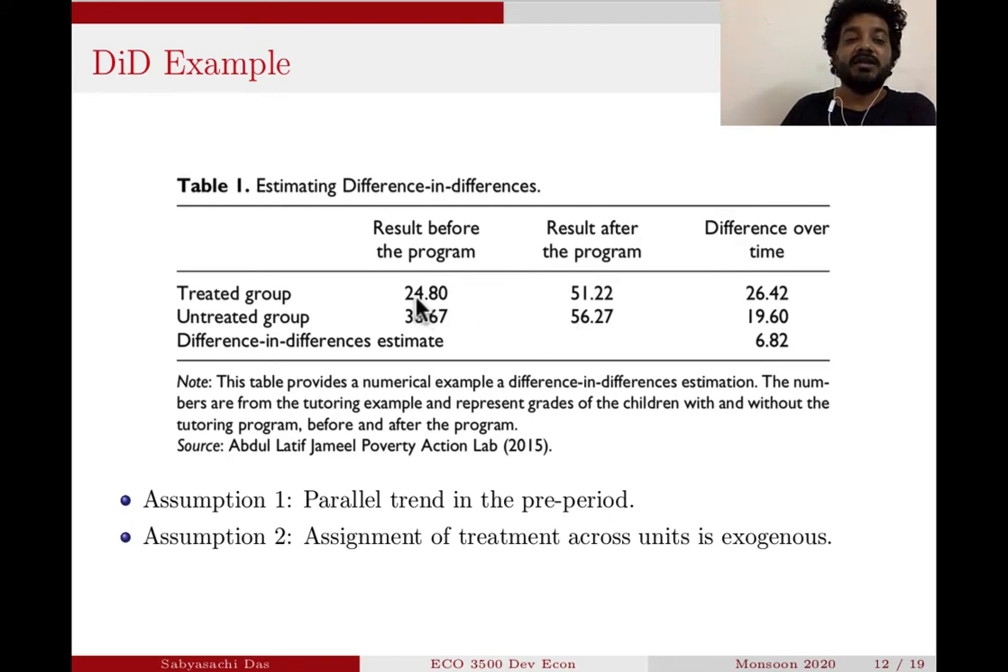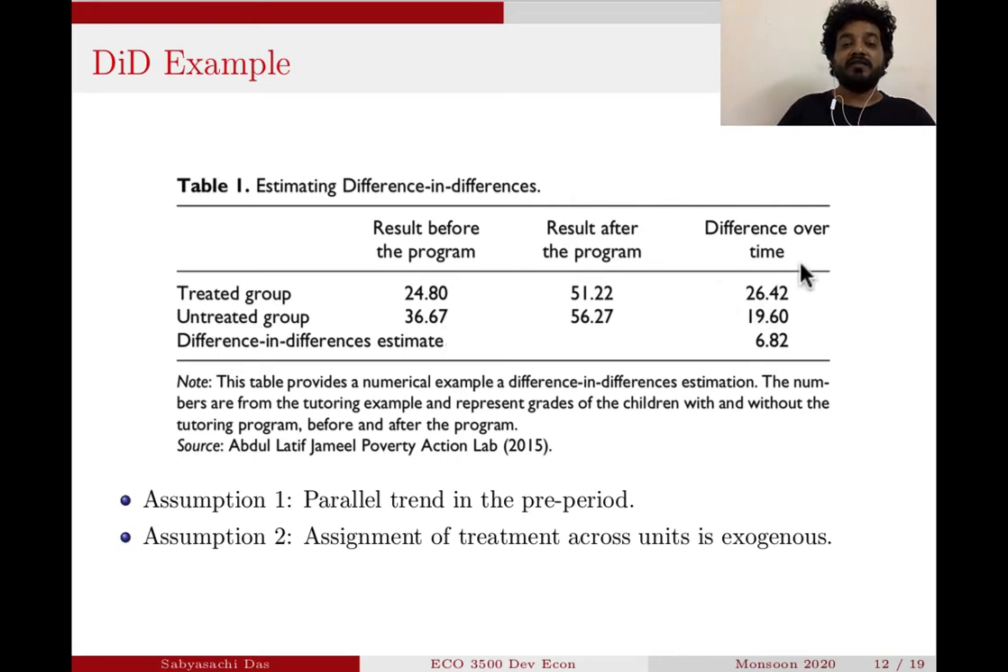So the question is, is the increase in the treated group's grades greater than the increase in the control group's grades? This gives you the counterfactual. If the treatment hadn't happened, the treated group's grades would have increased by the same amount as the untreated group's post and pre-program difference. For the untreated group, the difference is 19.6. Even though the untreated group did not receive any tutoring program, their learning outcome improved, their grades improved by 19.6. So the assumption is that if the treated group hadn't received the treatment, their outcome would also have increased by 19.6.